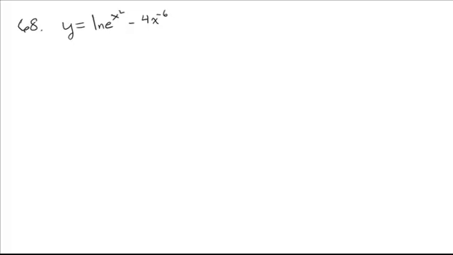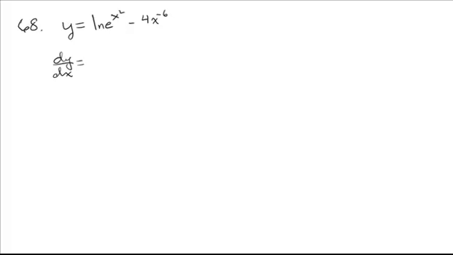We want to take the derivative of ln of e to the x squared minus 4 times x to the negative 6th. And let's say we don't do any simplification and we just want to take the derivative as is. Let's see how this comes out. So this is going to be a chain rule.